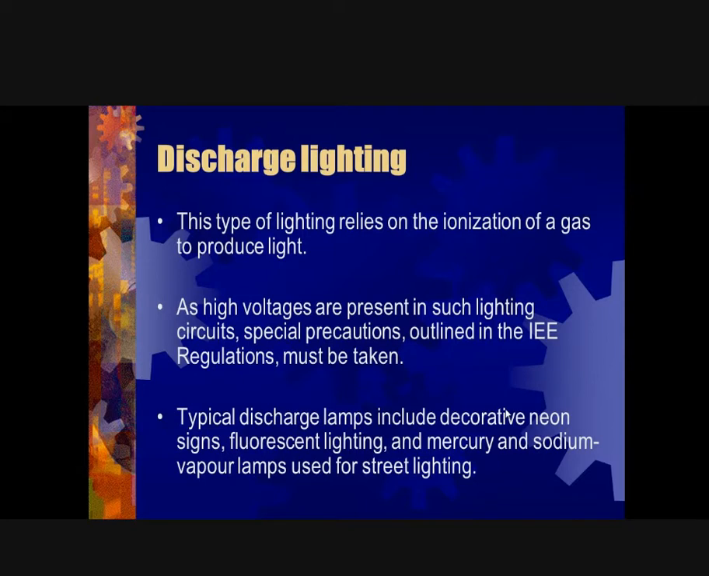Typical discharge lightings, you see them every day: neon signs, your regular fluorescent lighting, your mercury and sodium vapor lamps. These are your outside lamps and so forth, right? Your floodlight type lamps. These are basically examples, such as the street lamps as well. These are basically examples of discharge lamps.